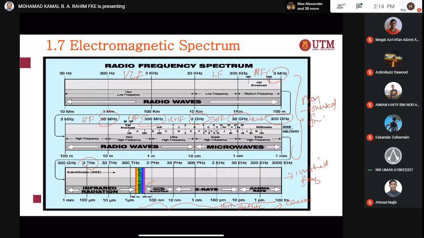Okay, for the microwave they define from 3 to 300 gigahertz, and inside the microwave we also have the millimeter wave. The millimeter wave comes from all these frequency designations from the IEEE or military. In this case, we have UHF, L band, S band, C band, X band, Ku, Ka, and millimeter wave.